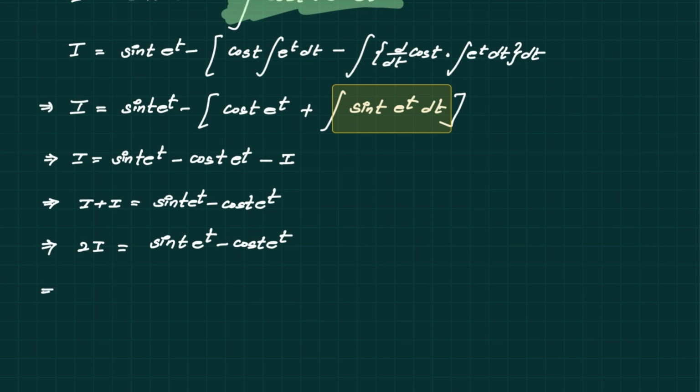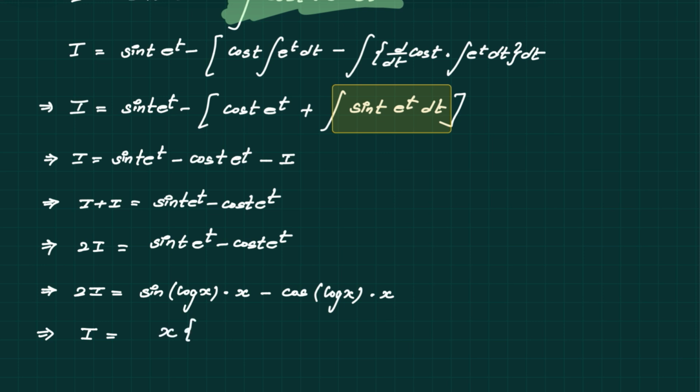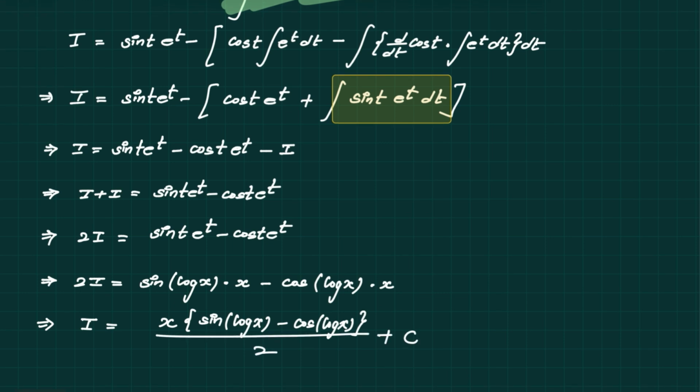So putting back the value of t, we will have 2I equals sine of, t was log of x, and e to the power t was x, minus cos of, t was log of x, and e to the power t was x. So I equals, let us take x common, x times sine of log of x minus cos of log of x, whole divided by 2, plus c. See, always write the constant of integration.